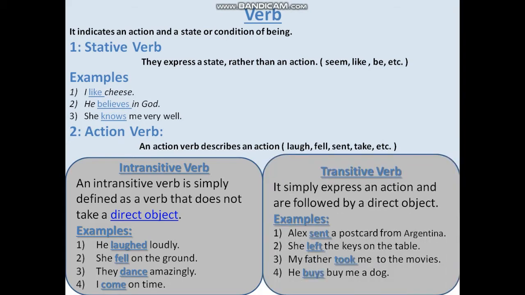But when we talk about transitive verbs, they are action verbs which require an object to complete their meaning. Alex sent a postcard from Argentina. So Alex sent what? Alex sent a postcard. So postcard is the object which is required by sent, which is a transitive verb. So transitive verbs require an object, and intransitive verbs do not require any object to complete their meaning.